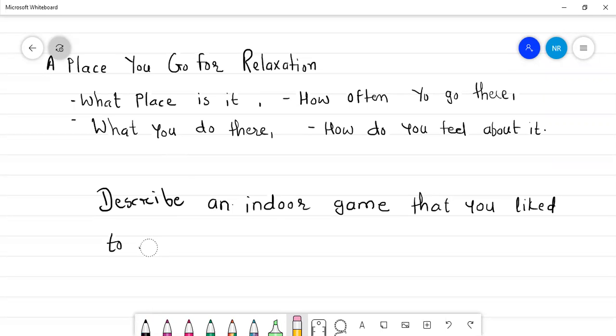About indoor games, no, no. For indoor games you don't have to speak. That is another topic, and that topic will be talked about for 2 minutes by another student. You don't have to. Just finish your turn.